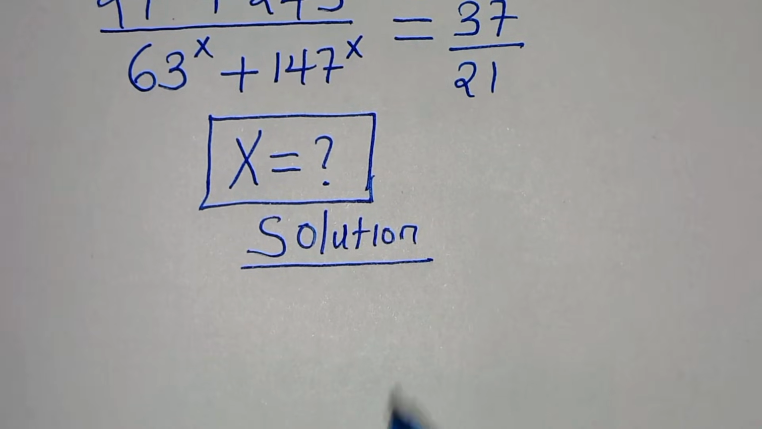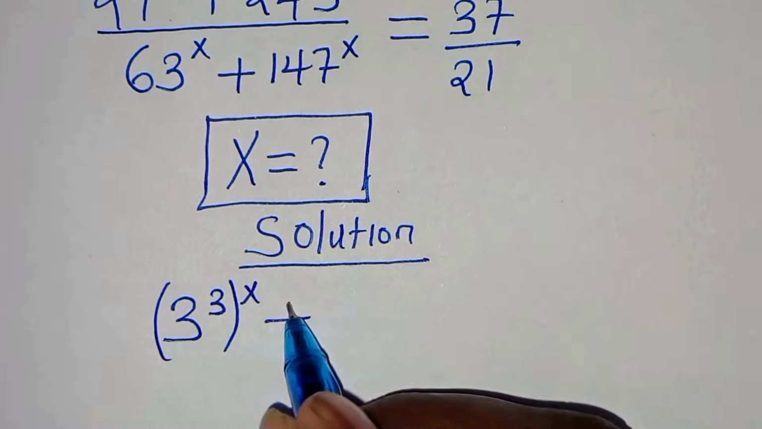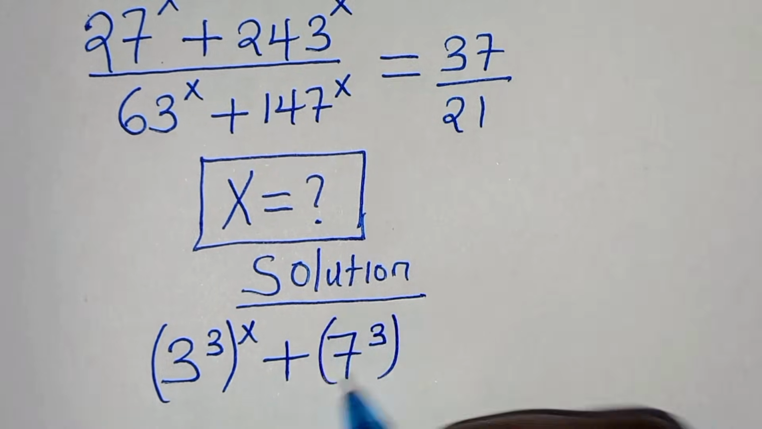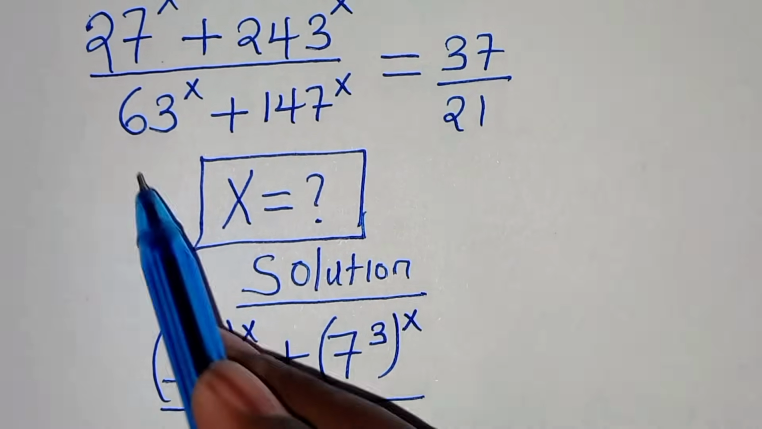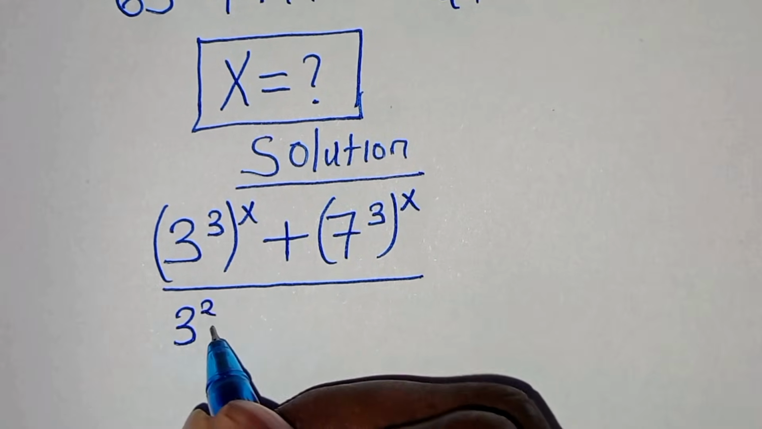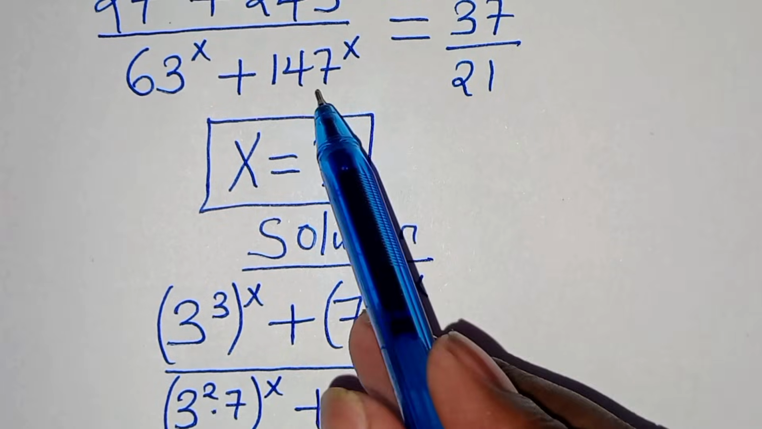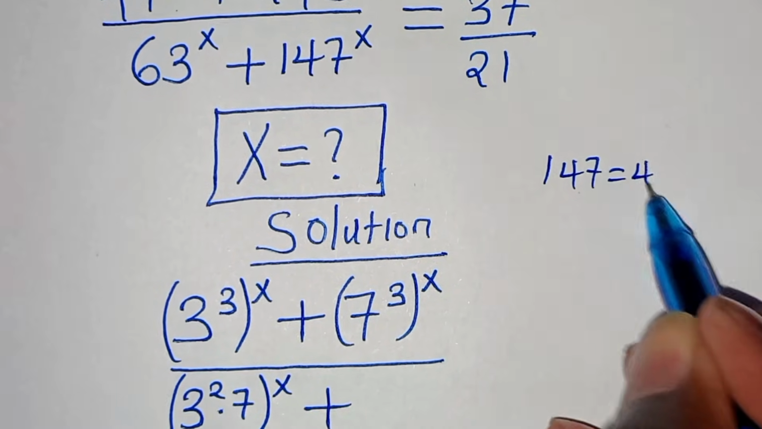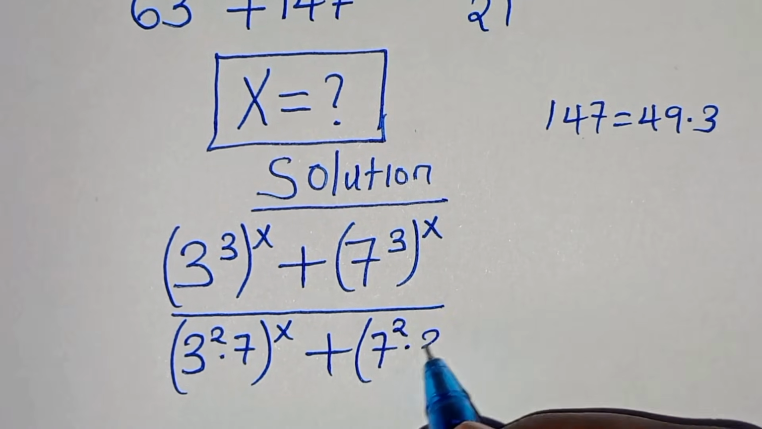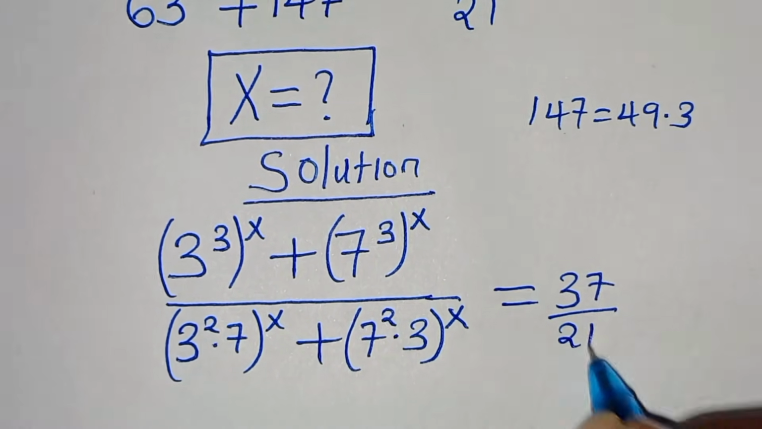So this is 27 raised to the power of x, which we can express as 3 to the power of 3, raised to the power of x, then plus 243 can be expressed as 7 to the power of 3, raised to the power of x, divided by 63. 63 can be expressed as 9, which is 3 to the power of 2, times 7, everything raised to the power of x, then plus 147. 147 is the same thing as 49 multiplied by 3, which we can express as 7 raised to the power of 2 multiplied by 3, then raised to the power of x. This is equal to 37 divided by 21.